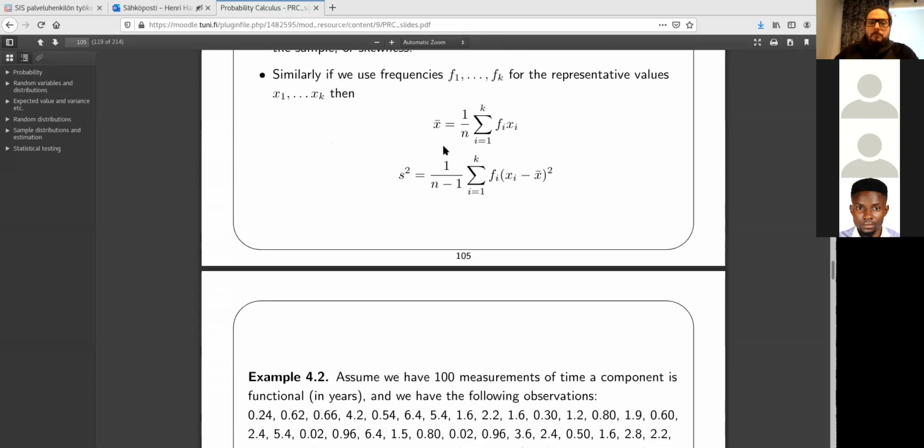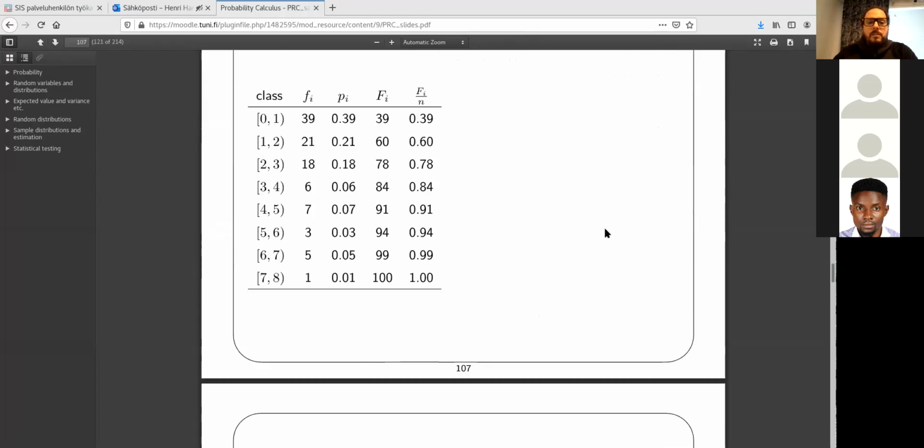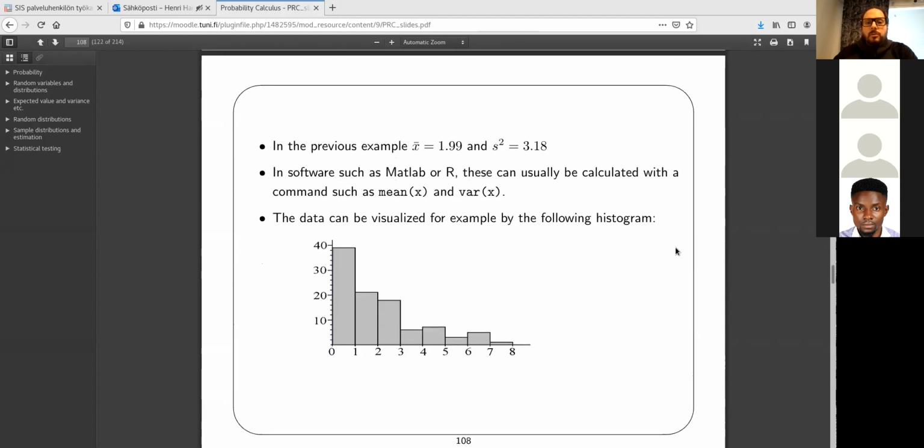And we'll skip the relative frequencies. We talked about this a little bit. I showed you how to calculate the mean and the variance using MATLAB and so forth. We will not be drawing histograms on this course, but you know, you can do this fairly simply.